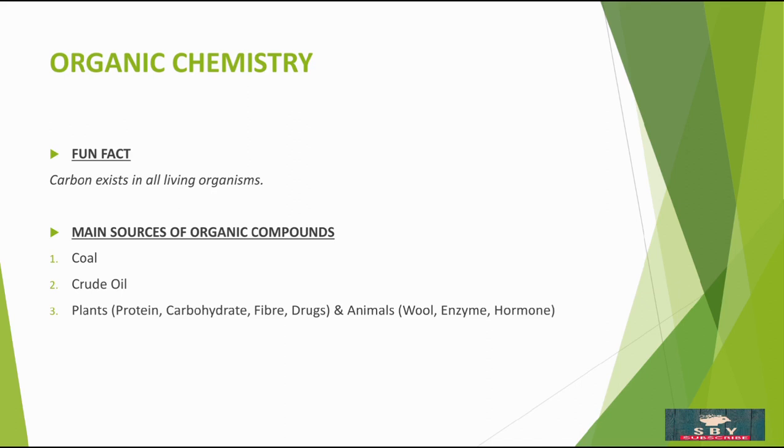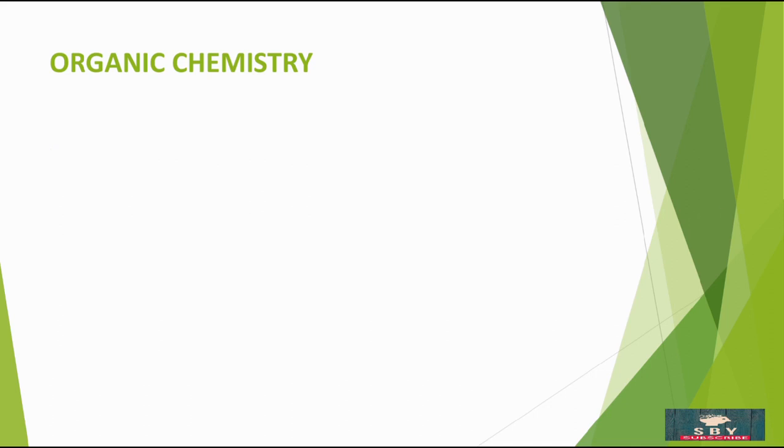So the third source of organic compounds, we have plants. So plants, the protein, foods, the carbohydrate, the fiber, the drugs, they all contain organic compounds. Animals, the wool of certain livestock, enzymes, hormones, they all contain organic compounds. So other organic compounds include ethyne, ethane, ethene. Now these organic compounds, we are going to look at them in detail. So don't worry about their names.